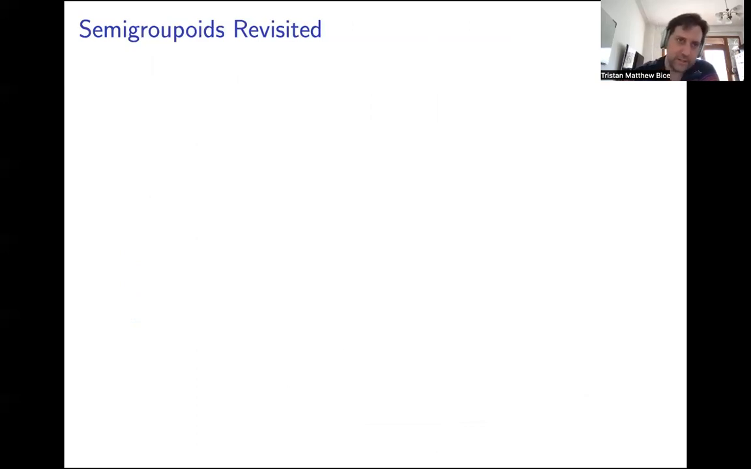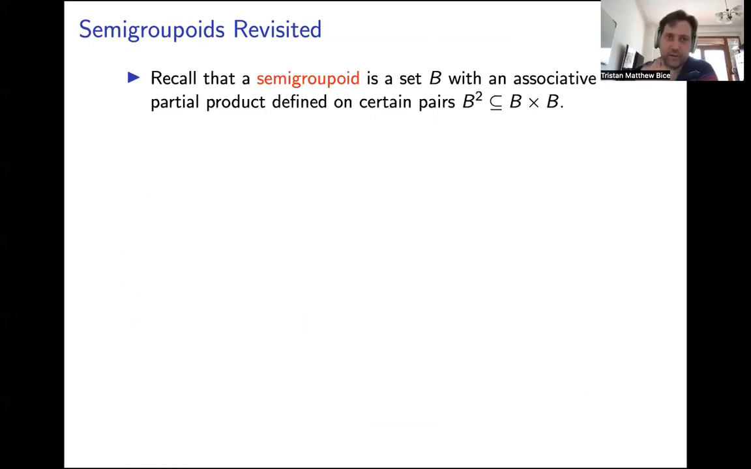Remember, in the lead up to defining groupoids, we very briefly mentioned what a semigroupoid is. A semigroupoid is nothing other than a set with some partial product defined on certain pairs, associative in the sense that no matter which way you calculate a triple product, whether it's AB and then C, or A and then BC, these should always either be both undefined or both defined and equal. That's what associativity says in the partial context.